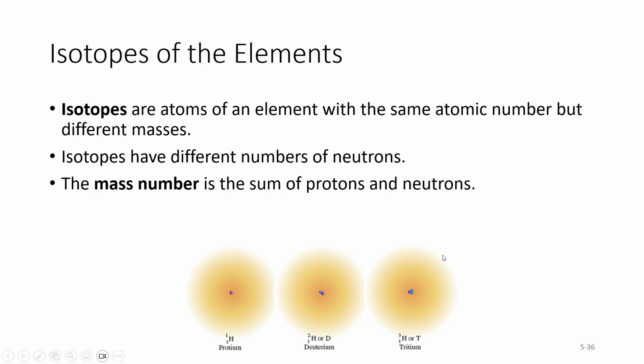Now down here, I know it's kind of small, but you can see your typical hydrogen has a mass number of 1 and an atomic number of 1. It just has 1 proton. But there are some hydrogens that have 1 proton and 1 neutron, or 1 proton and 2 neutrons. So the mass number increases.